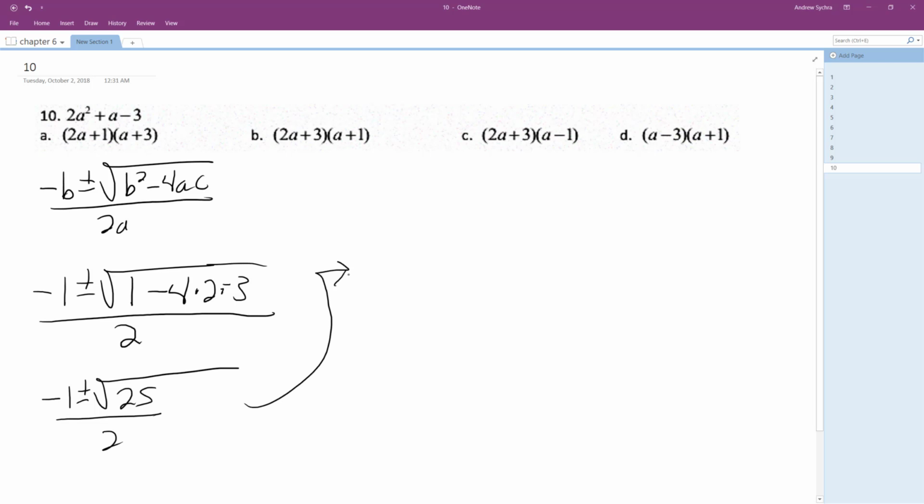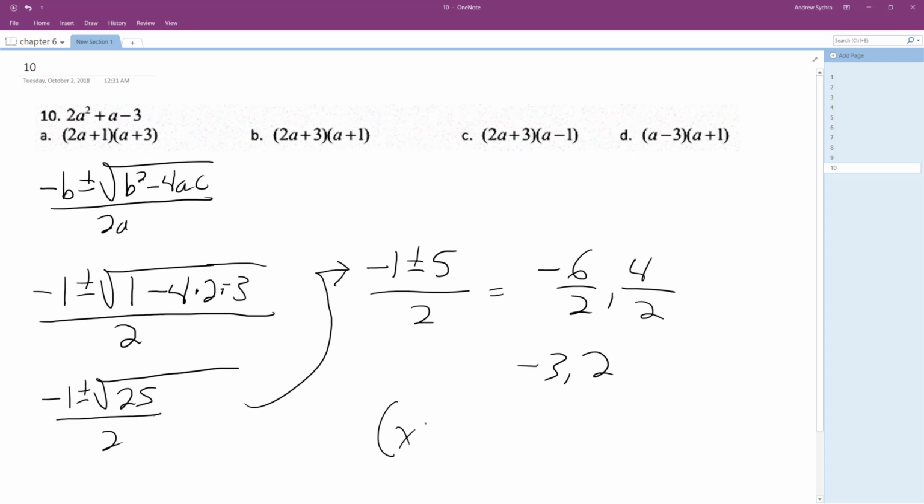So this ends up being negative 1 plus or minus 5 all over 2. So we end up with negative 6 over 2 and 4 over 2. So negative 3 and 2. So we get x plus 3. Oops. We get a plus 3 and a minus 2.